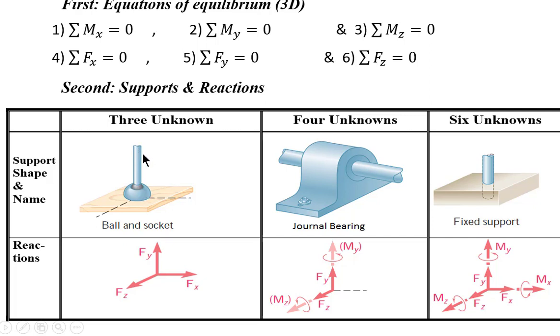So the type of reaction will be a force with unknown magnitude and unknown direction, and we prefer to resolve it into 3 components: x, y, and z. So if we have a ball and socket joint at a point like A, we should know that we have AX, AY, AZ for the reaction at this ball and socket. Let's go to the examples.